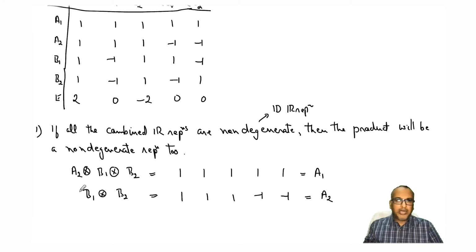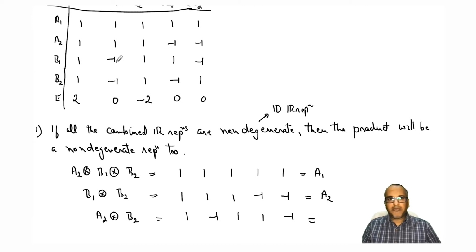So you can take any combination. Let's say you are doing A2 into B2. Again, we are combining two one-dimensional representations. Now this is 1 into 1, 1 into -1, so -1, 1 into 1, -1 into -1, so that is 1, and -1. So the second and fifth places are -1, so you have B1, right?